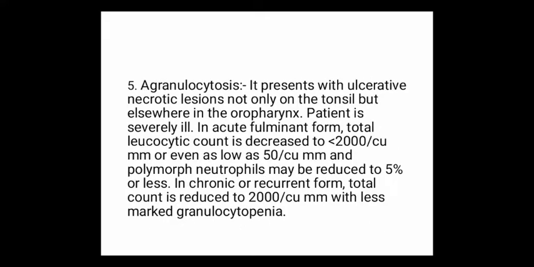The fifth cause is agranulocytosis. It presents with ulcerative necrotic lesions not only on the tonsils but elsewhere in the oropharynx, and the patient is severely ill. In acute fulminant form, the total leukocytic count is decreased to less than 2000 per cubic millimeter or even as low as 50 per cubic millimeter, and polymorph neutrophils may be reduced to 5% or less. In chronic or recurrent form, total count is reduced to 2000 per cubic millimeter with less marked granulocytopenia.